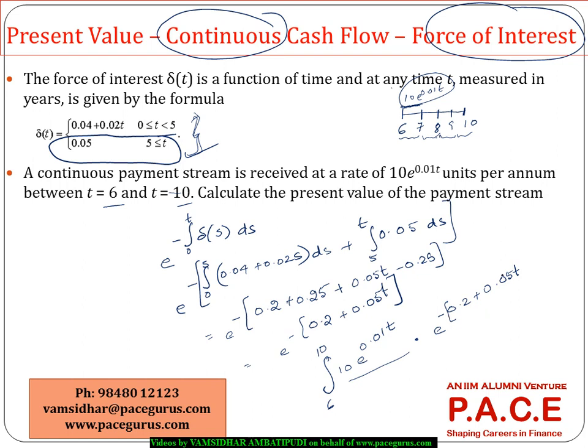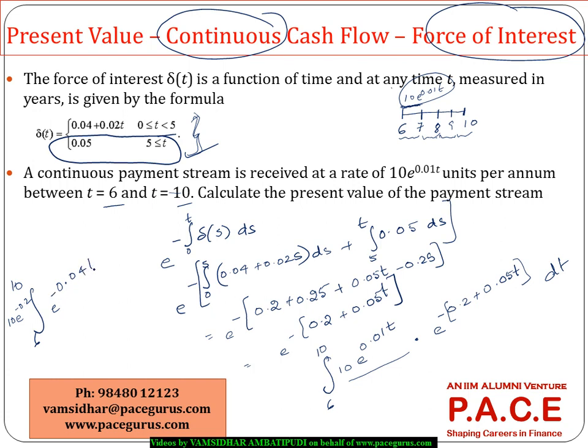So this is the relationship, 10 into e power 0.01t, multiplied by e power minus 0.2 plus 0.05t. This entire thing is integrated on t. So simplifying this, it is coming out as integral between 6 and 10. The 10 I can take out as constant, e power minus 0.2 also I can take out as constant. So this is becoming e power 0.01 minus 0.05.